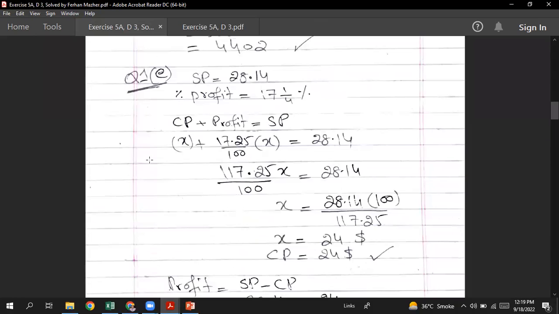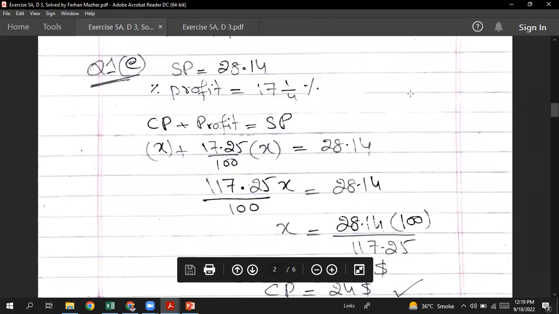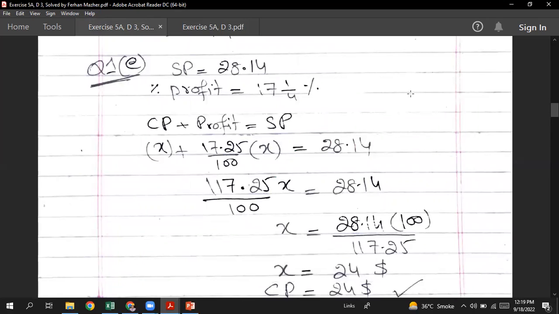Okay, so here, this is a very famous way of solving it. The sale price is 28.14. The percent profit is 17.25 percent. You know, the cost price plus the profit is equal to the sale price. Suppose that the cost price is X and the profit is 17.25% of X. When you add the cost price and the profit, that is equal to the sale price, 28.14. So when you take the LCM here, it will become 100x plus 17.25x, which will become 117.25x divided by 100 equals 28.14.